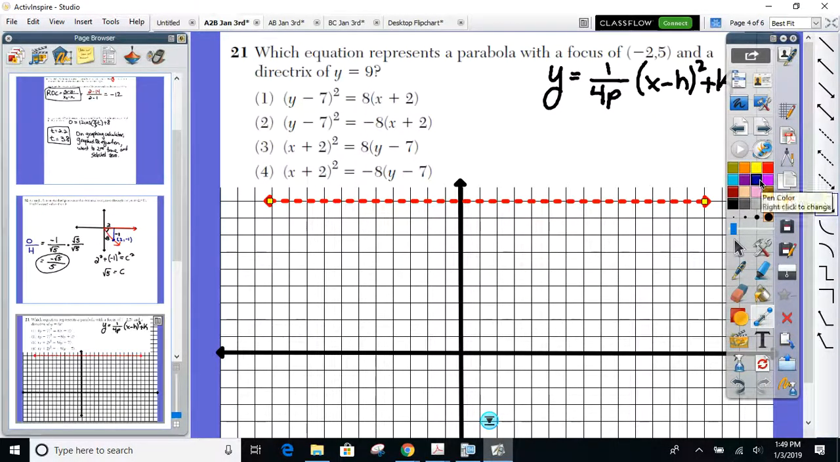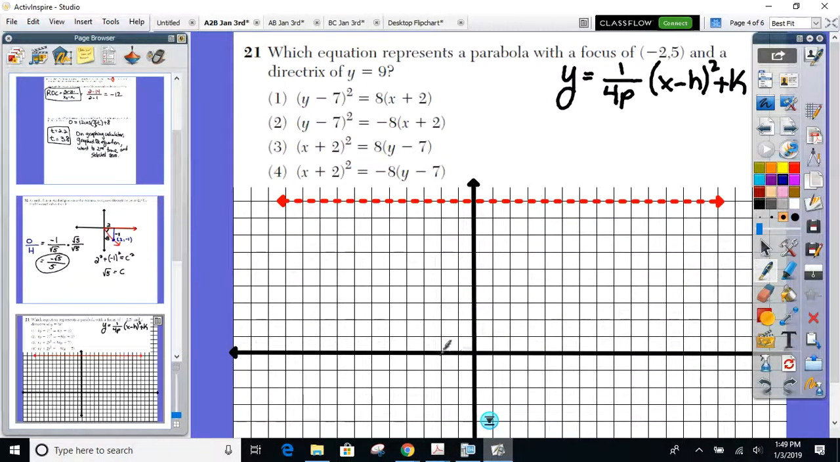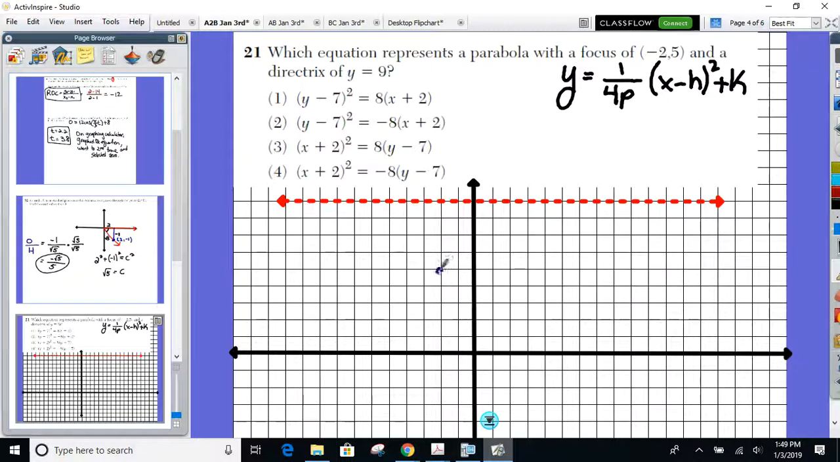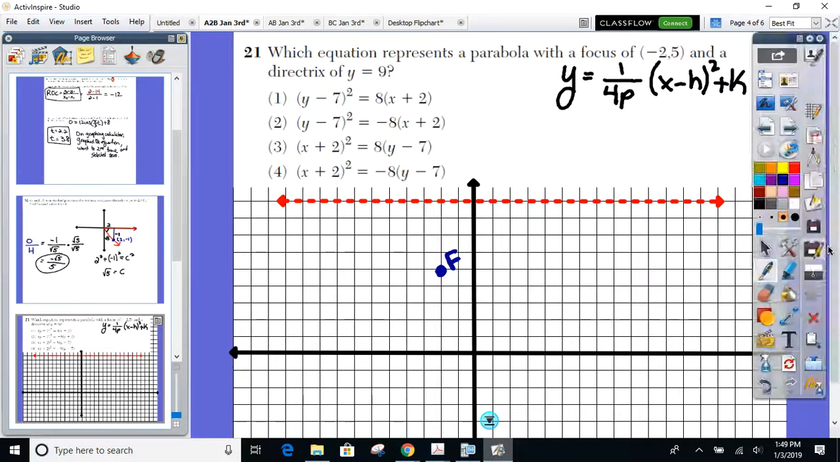And then go ahead and graph the focus, which is at negative 2.5. I'll just call it F for focus. Here's why I want you to do a quick sketch, and I'll let you do that right now, and I'll talk afterwards.